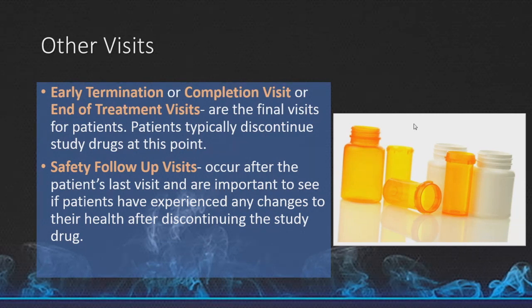Safety follow-up visits occur after the patient's last visit and are important to see if patients have experienced any changes to their health after discontinuing the study drug. Most studies have a safety follow-up visit after the completion visit. It's usually just a follow-up phone call asking the patient, have you had any more AEs? I noticed this a lot in oncology studies where they're trying to get endpoints, particularly progression of the disease or even death, maybe in some cases, from the family. So you see this a lot in oncology, but just about in any study as well.